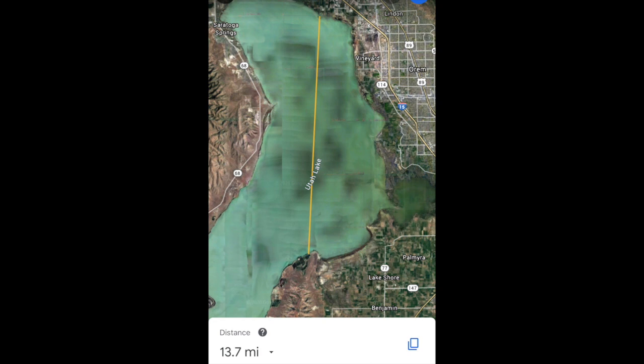So again, our test site was Utah Lake just outside of Salt Lake City, and it was 13.7 miles between testing points.